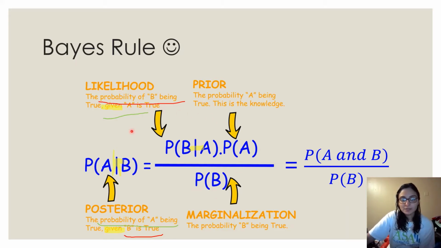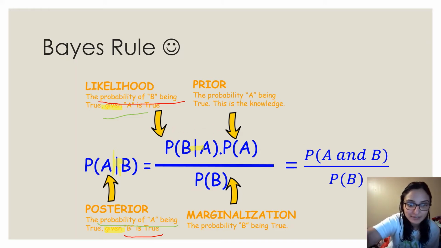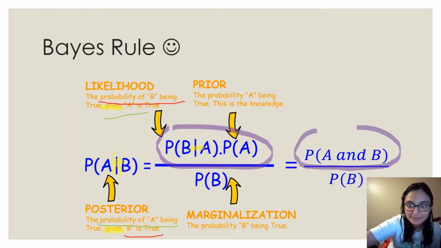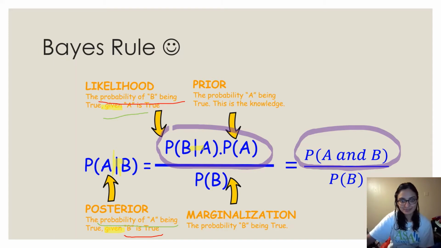So this is the likelihood, and this is the prior. This is the probability that A is true. This is the knowledge. And then this is the marginalization, the probability that B is true. If this confuses you, this over here is just the same thing as this whole expression here. This expression is just the same thing as the probability of A and B. That's what it is representing.